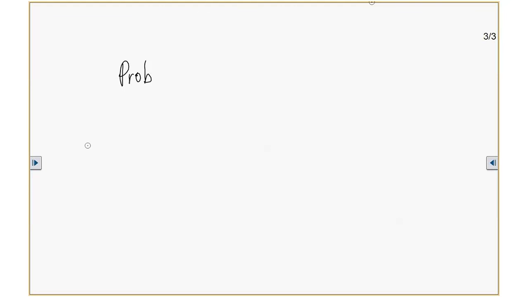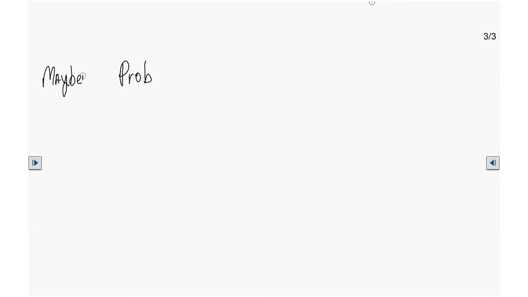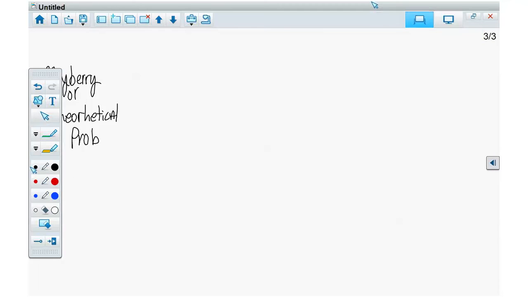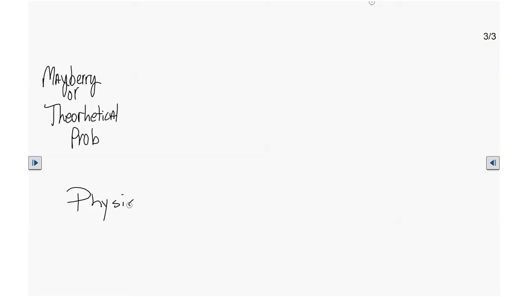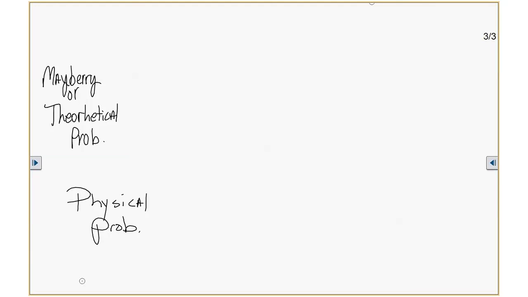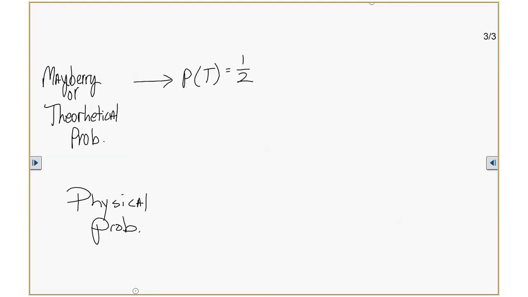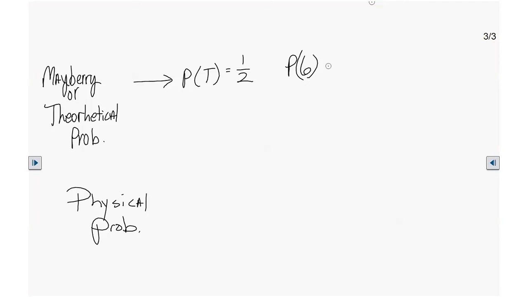Probability, there's two types. There's the, I like to call it the Mayberry probability or the theoretical probability. And then there's the physical probability. The theoretical probability is, if I'm going to flip a coin, what is the probability this is going to be tails? Well, 50-50. You got a one half chance that it's going to be tails. Well, what's the probability of rolling a six on the die? Well, that'd be one out of six.